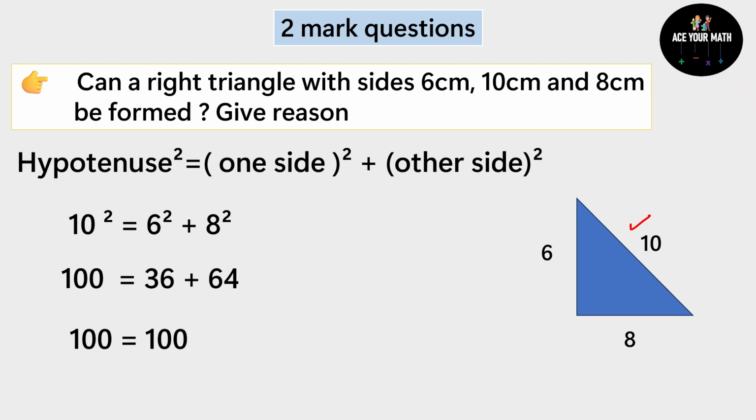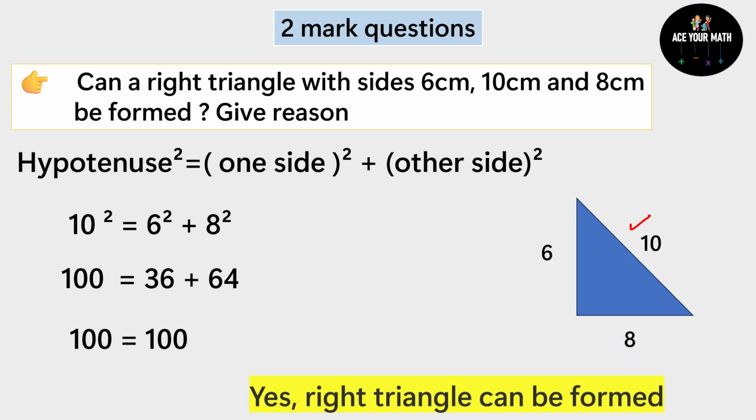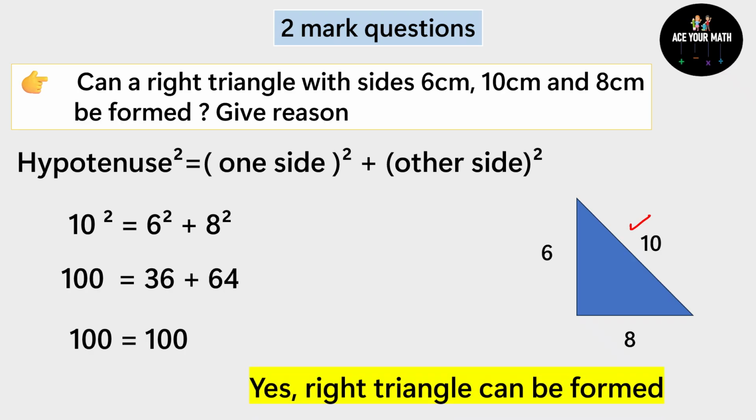So you can say yes, a right triangle can be formed, or in other words 6, 8 and 10 form a Pythagorean triplet, and whenever there is a Pythagorean triplet it is clear that this angle is 90 degrees. Which angle am I saying? The one opposite to the hypotenuse. So this angle is a right angle. It will form a right triangle, and 6, 8, 10 is a Pythagorean triplet.